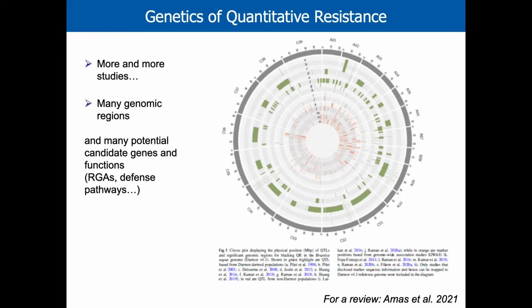In all these regions, many potential candidate genes and functions might be identified. They might correspond to resistance gene analogs, genes involved in defense pathways, or other unpredicted functions. In parallel, some studies were initiated to better understand how QTL operate and which mechanisms might be involved in resistance.